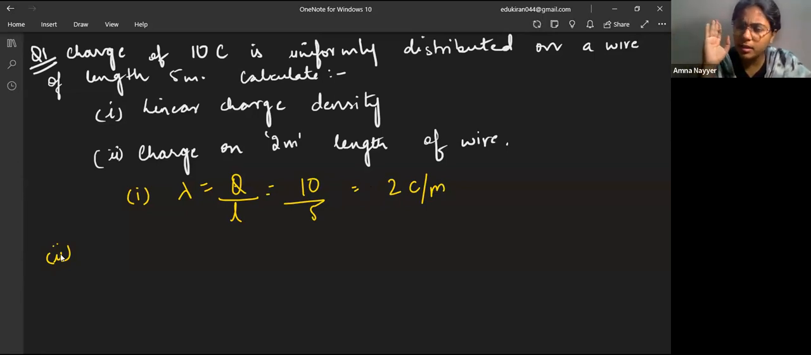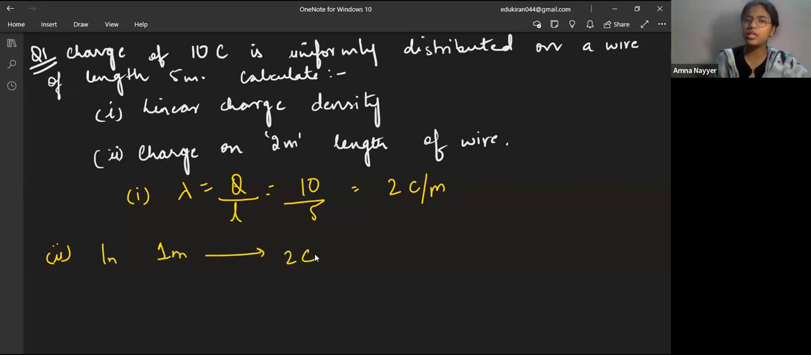See, in the unitary method we used to do in schools in the lower classes, if 10 coulomb is for 5 meters, how much charge will be for 2 meters? Simple unitary method you can apply. Directly also many people will do it. What is meant by 2 coulombs per meter? This means in 1 meter, you are having 2 coulomb of charge.